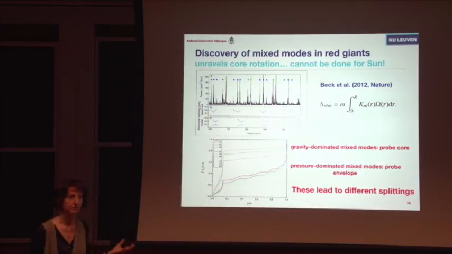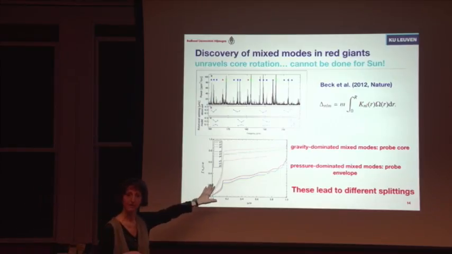We cannot do this for the sun. So that's a bit weird. We're in the situation that we can do this now for several thousand red giants in our galaxy, but we can't do it for our own sun.